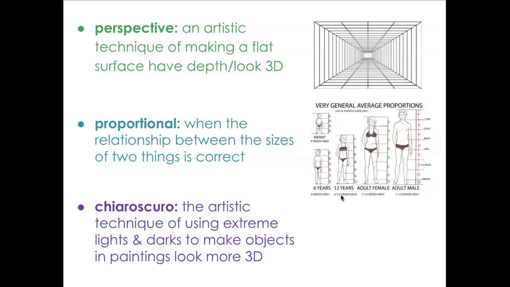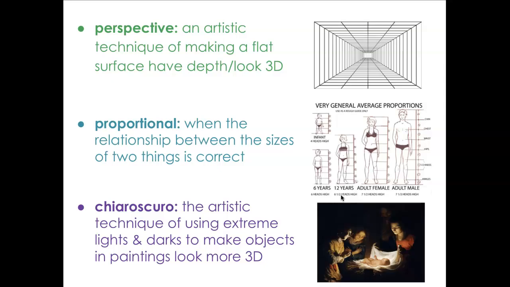Chiaroscuro. This is the artistic technique of using extreme lights and darks to make objects in paintings look more 3D. Okay, so chiaroscuro. So that sounds very similar to Spanish because it's an Italian word, and it was a technique used by Leonardo da Vinci. So in this picture, we could see that there is light, and in contrast, there is dark over here. There's light on half of the face, dark on half of the face, right? Same on her face and all throughout the painting, right? So think of this as like shadowing, right?